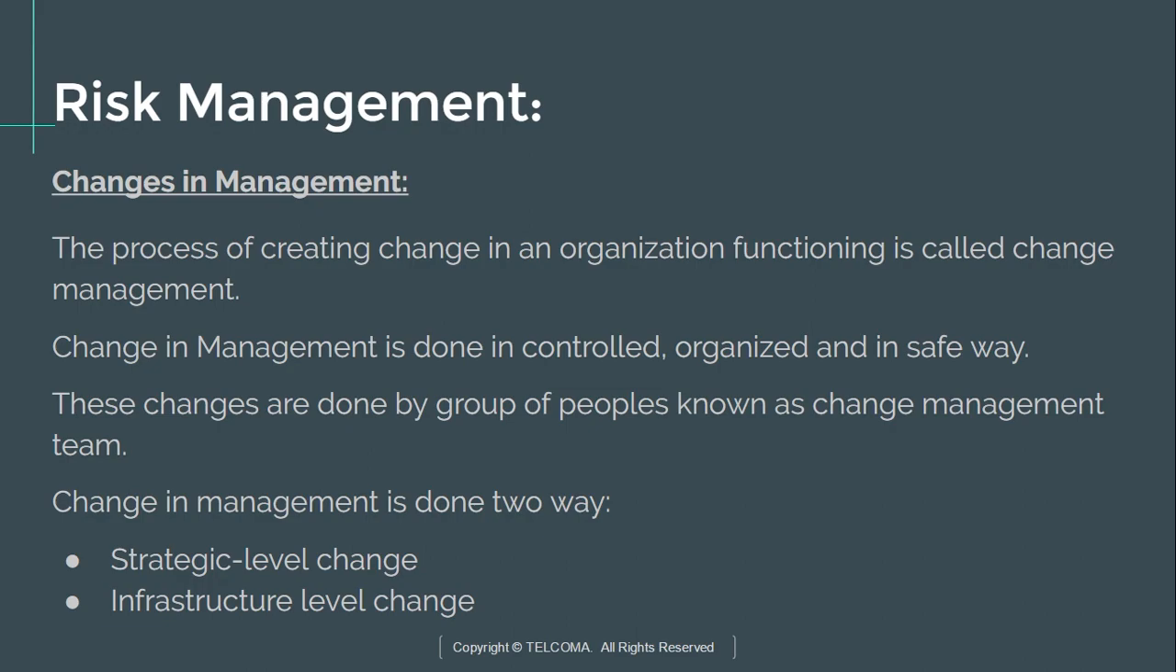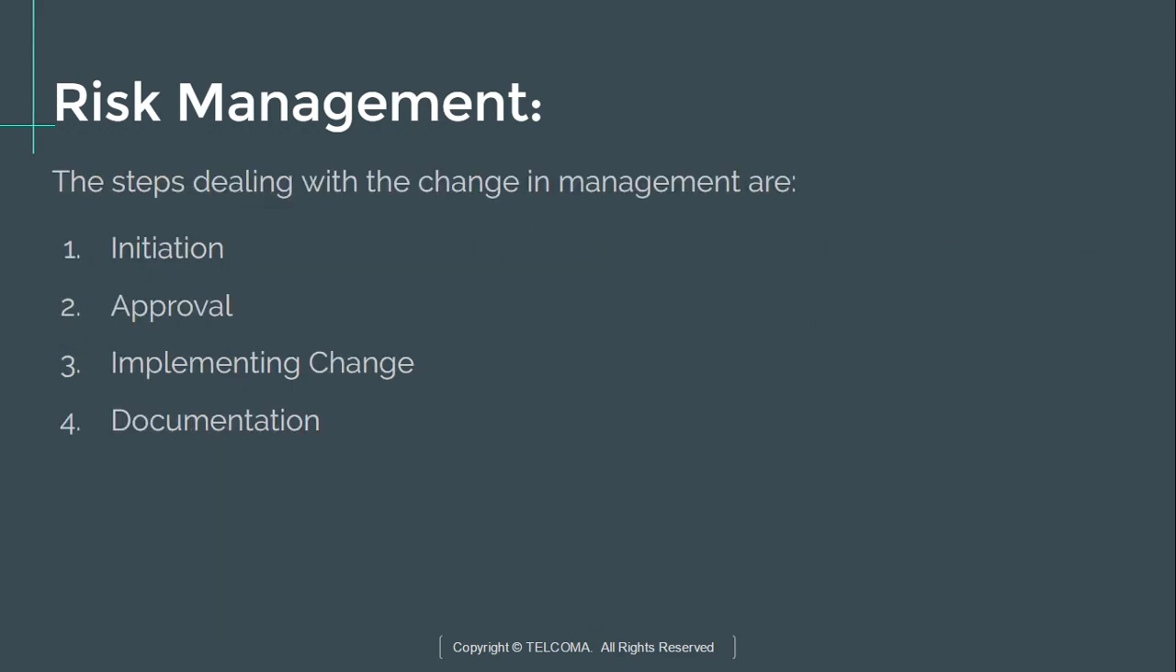The strategic level change is initiated by the management, like switching all the servers from Windows 8 to Windows 10. Infrastructure level changes are initiated by a department by making a request to the change management team. The steps involved in change management are initiation, approval, implementing change and documentation. In initiation, we start the change.